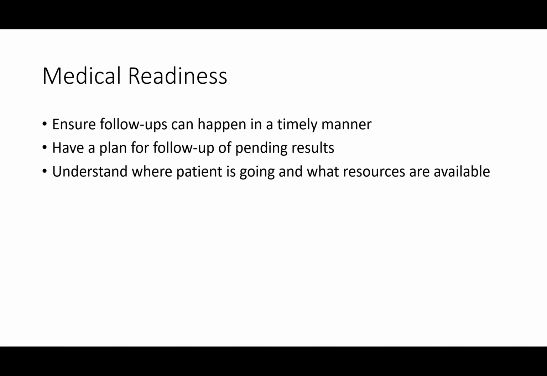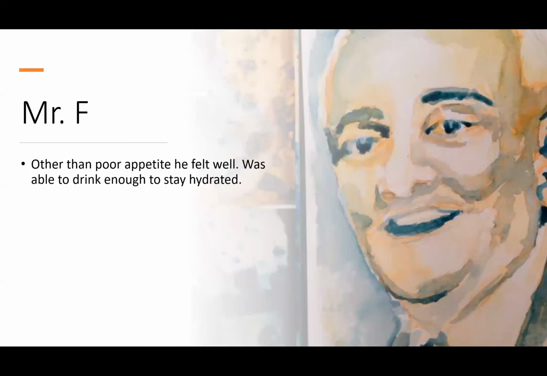So have a plan. And so also, again, understanding where the patient is going and what resources are available. If they're going to a skilled nursing facility, it's probably easier for them to have that lab done in 2 days, even though there are other barriers to that. But if they're going home from Seattle to Orcas Island and they have to come back for follow-up here in 2 days for an appointment with a clinic, again, we have to rethink that. And so Mr. F, about his medical readiness, he felt fine other than his poor appetite.